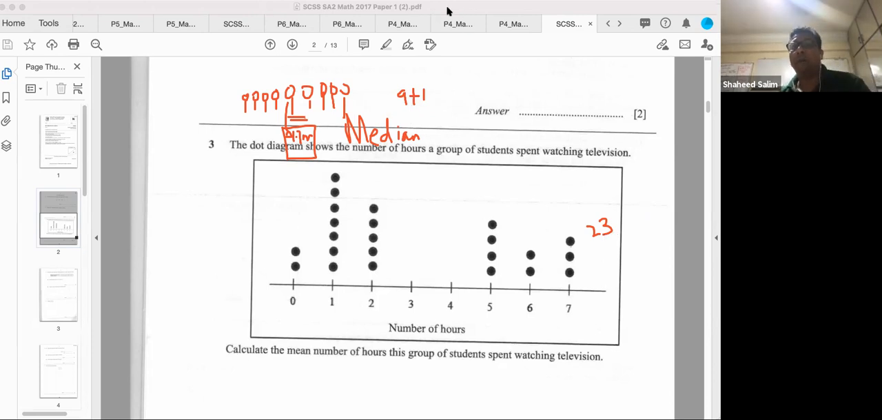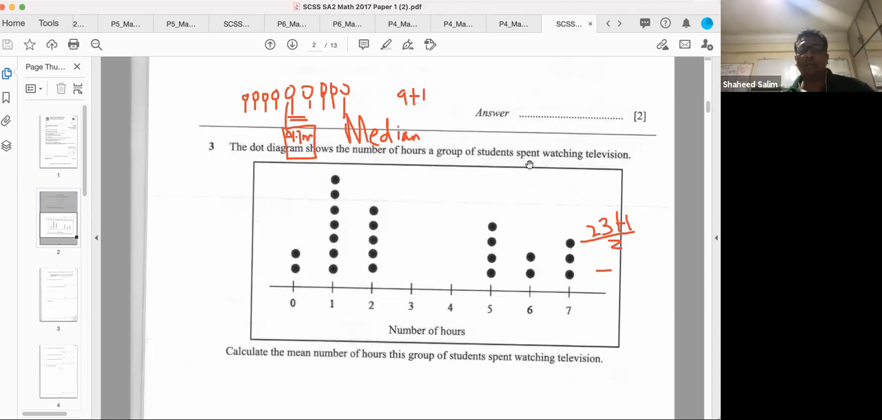That is your position. What's the position now? 23 plus 1 divided by 2. What do you get? Number 12. No, not 12, calculation error. 23 plus 1 divided by 2. Yeah, correct. Sorry, my calculation error. Okay.